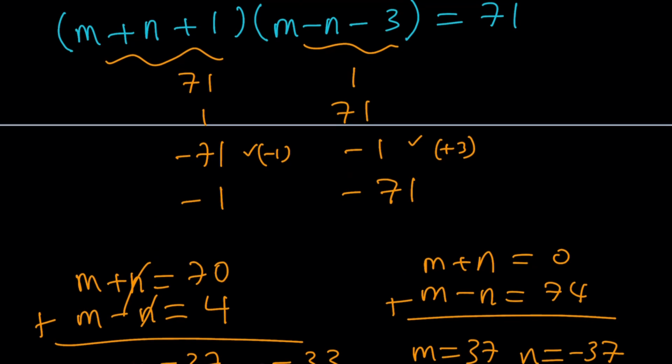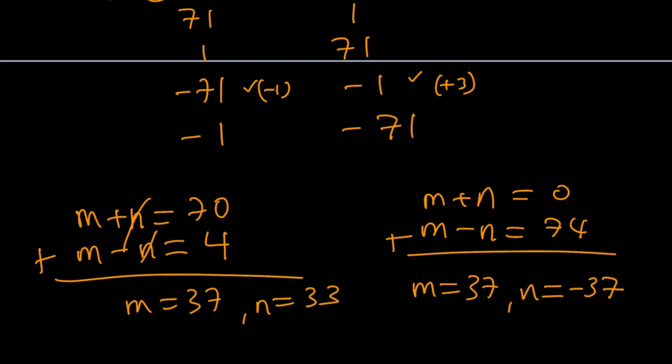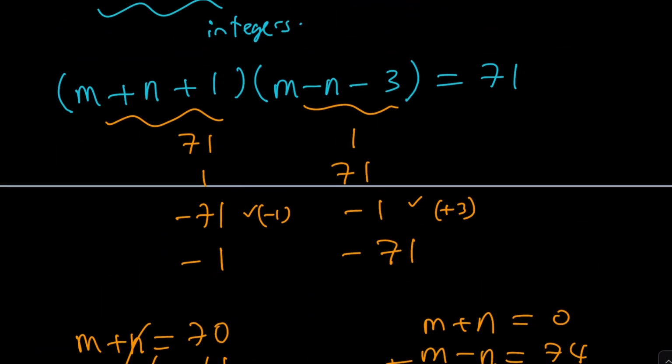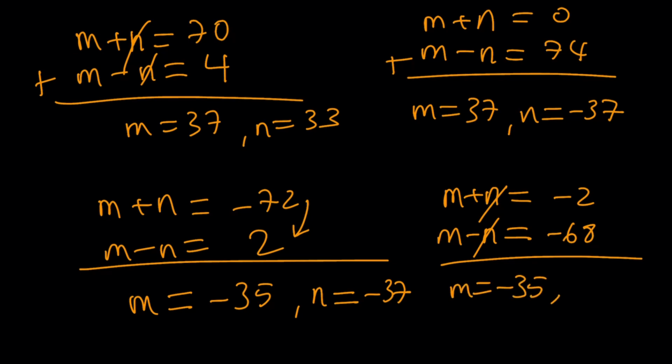So the last one is, again, minus 1 plus 3. Minus 1 is going to give you negative 2. And then plus 3 is going to give you negative 68. Make sense? From here, again, these two are going to cancel out. 2m is going to be negative 70. m is going to be negative 35. And to subtract and find the answer, that's going to give you 66 divided by 2. And it's going to be 33.